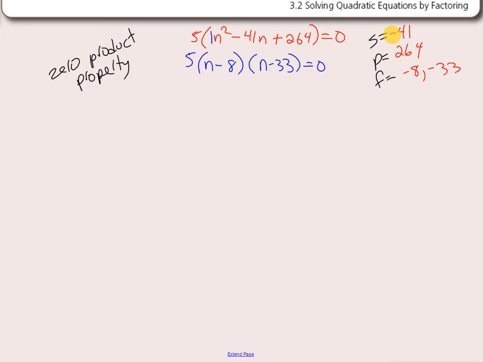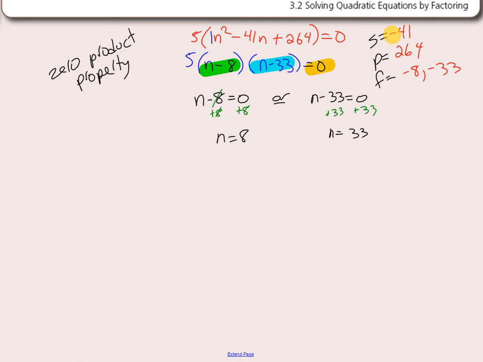Let me show you what I mean here. The only way for us to get this equal to 0 is if the first factor or the second factor is equal to 0. So let's make each equal to 0. n minus 8 equals 0, or n minus 33 equals 0. And now we've got two linear equations. Solve for n. Add 8 to both sides: n is equal to 8. Or add 33 to both sides, and we get n is equal to 33. Do a quick check at the beginning, and yes, either of them works.